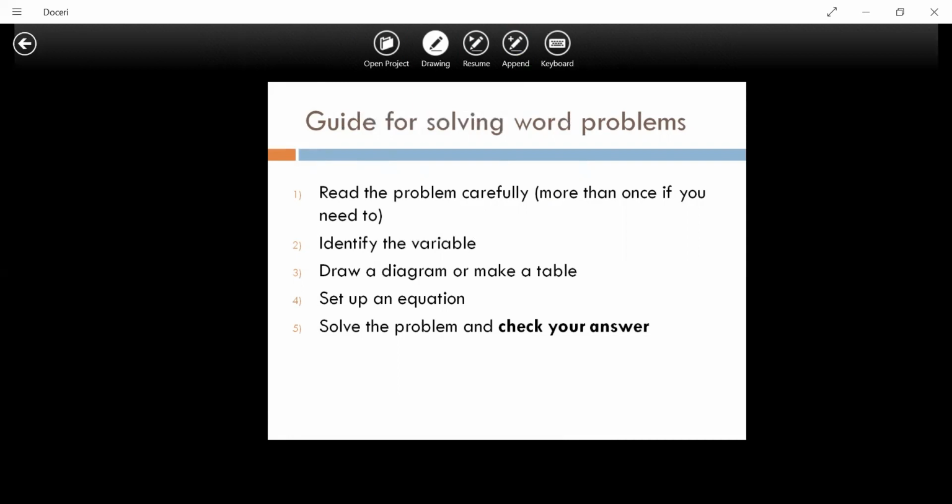We want to read the problem carefully, more than once if we need to, identify the variable, draw a diagram, make a table, and set up the equation. We're going to jump around problems, and so we're going to do one a little bit differently. We're going to work on problem number 5 first, so we're going to look at metal problems, and then move on from there. So copy that down.